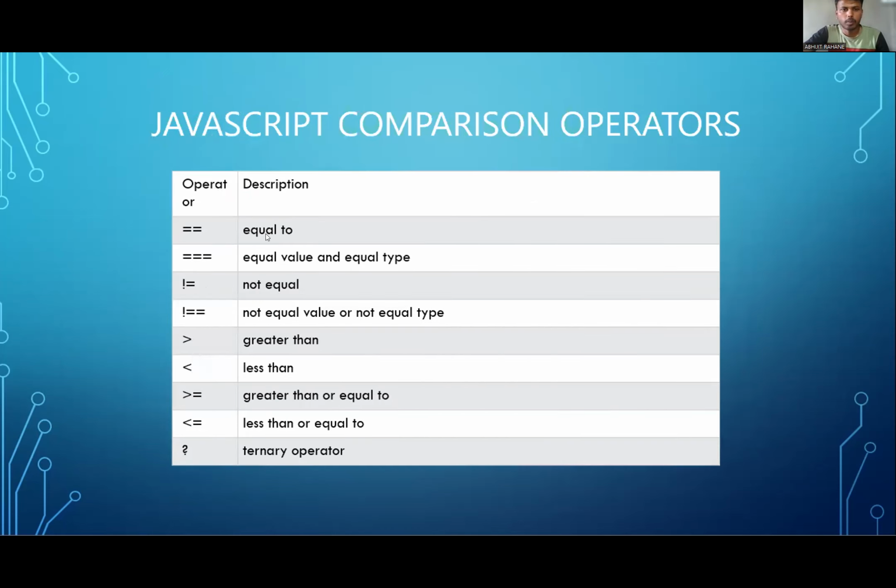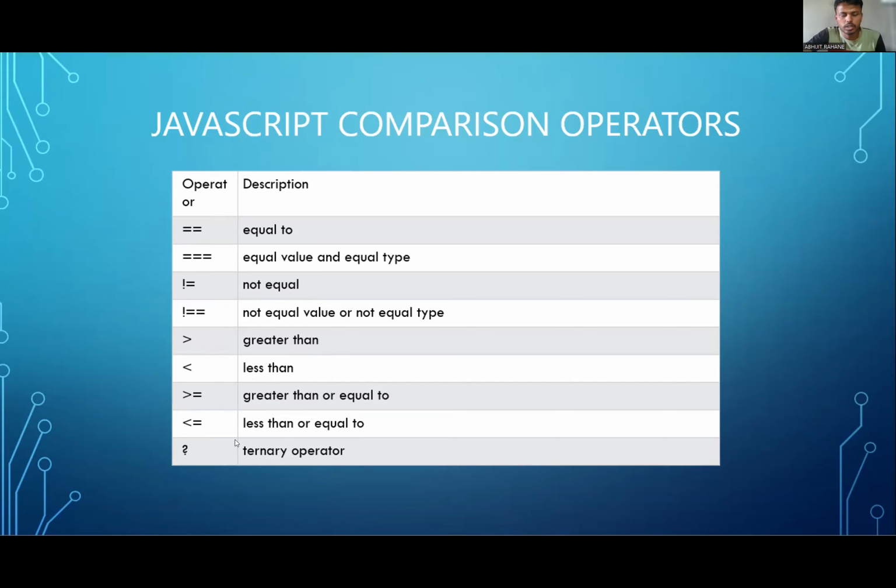In JavaScript, comparison operators include double equal to, equal value, and triple equal to, equal value and equal type. It will check the equality of the statement. It is very important. Not equal to, not equal value or not equal type, is also used in JavaScript. Then greater than, less than. We have to check conditions in loops and if conditions also. We have to use greater than, less than, greater than or equal to, less than or equal to, or the ternary operator.